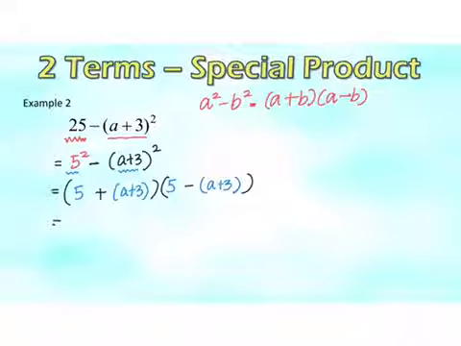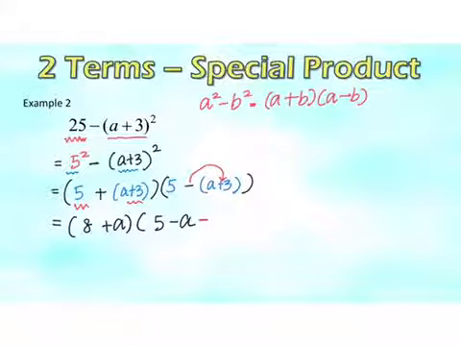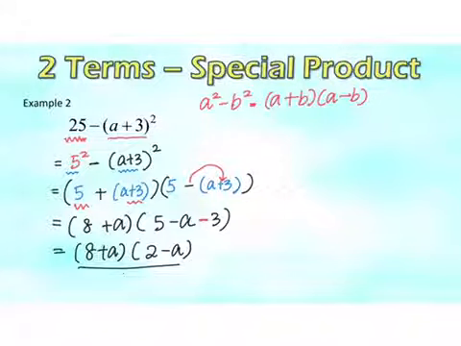Don't forget to simplify your answers. 5 plus 3. So that will give you a total of 8 plus a. And this one, if you were to expand this carefully, this will be 5 minus a minus 3. Then after simplification, we have 8 plus a. And this one will be 5 minus 3, 2 minus a. Therefore, this will be our final answer.